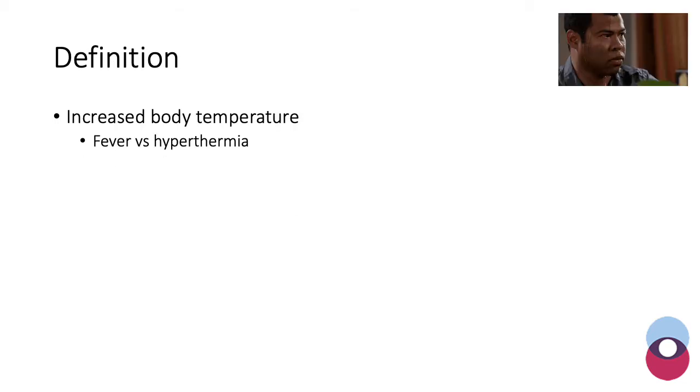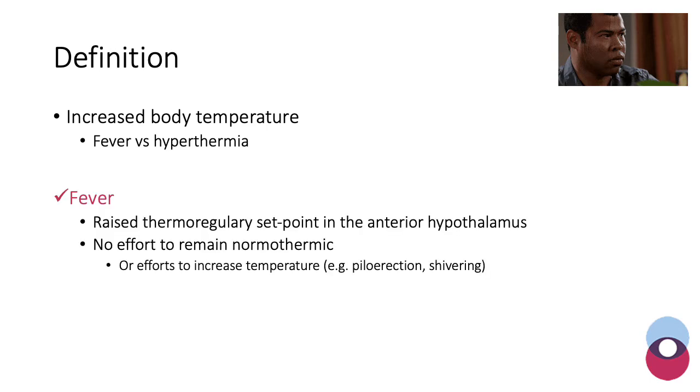So let's start with definitions. Basically what we're talking about is an increased body temperature. That could either be caused by fever or it could be caused by hyperthermia. The definition of fever is an increase in the thermoregulatory set point in the anterior hypothalamus, which basically then causes your body temperature to increase.